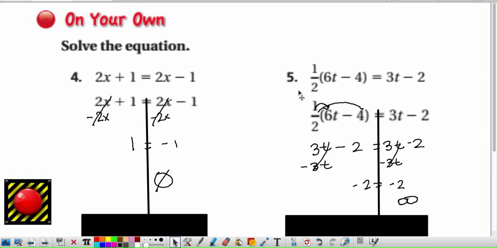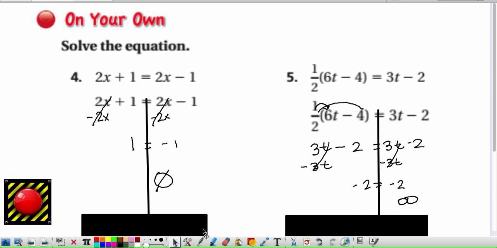On the next one, we had that distributive property again. 1/2 multiplied by 6, remember, is the same thing as dividing by 2, so that's where that 3t came from. 1/2 of 4 is 2. When we combine these variable terms, we ended up with negative 2 equals negative 2, which we know is a true statement. Those are actually equal to each other. So our answer is infinitely many solutions.